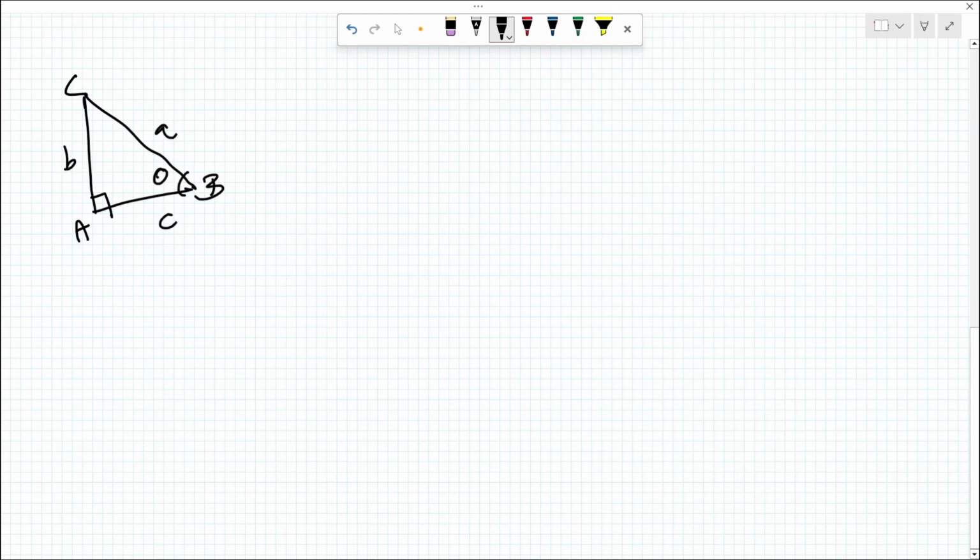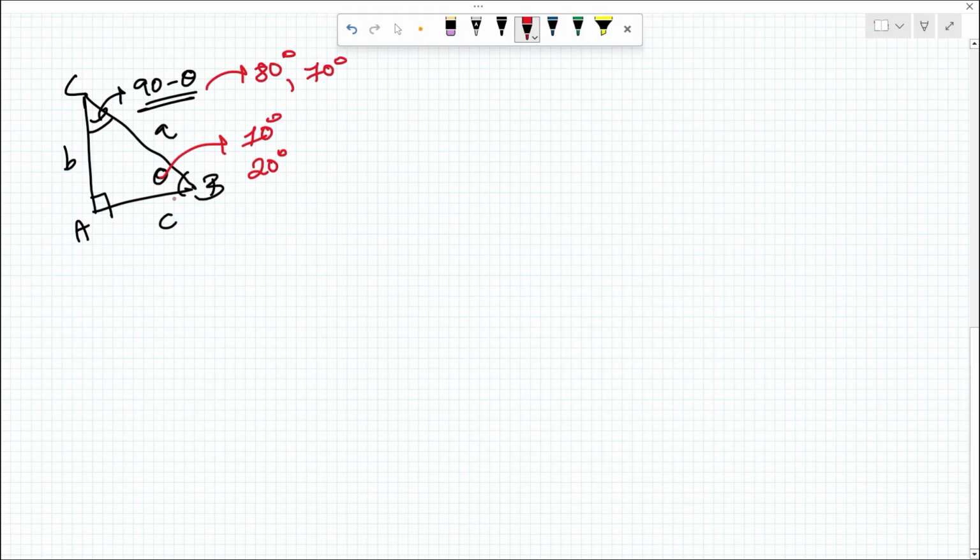So I said if this is theta, I have shown that this angle must be 90 minus theta. What that means is if this angle is 10 degrees, this is 90 minus 10, that is 80 degrees. If this angle is 20 degrees, this is 70 degrees.